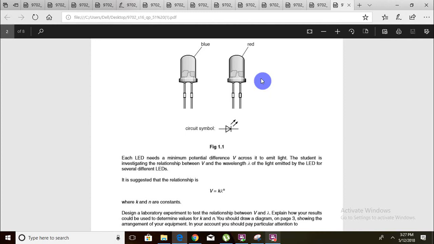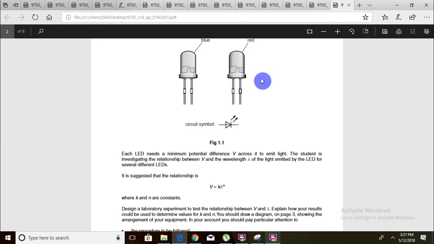And obviously you need to carry out this experiment in a dark room, same as with sound experiments, in which you need to carry it out in a quiet room. You need to carry this out in a dark room. And usually when they give you those diodes, the wavelength is mentioned, but if it is not mentioned, you can use a diffraction grating.